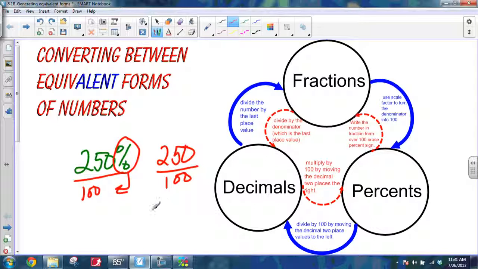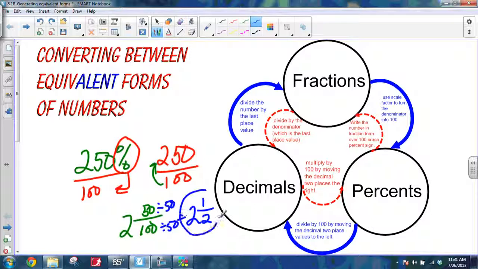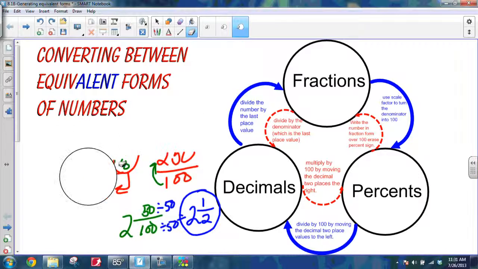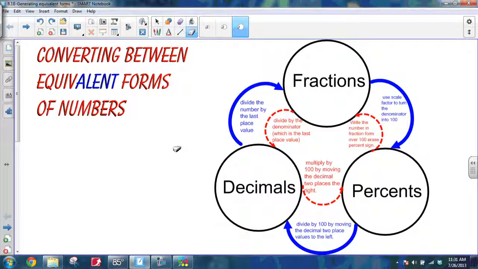This is an improper fraction. So how many times does 100 go into 250? Well, twice. So that's two whole numbers. And what's left is 50 over 100, which we can reduce by dividing by the greatest common factor, which is 50. And so that will give our answer 2 and 1/2. So this is our fraction. So take a moment again and make sure you memorize the processes for converting between different forms.